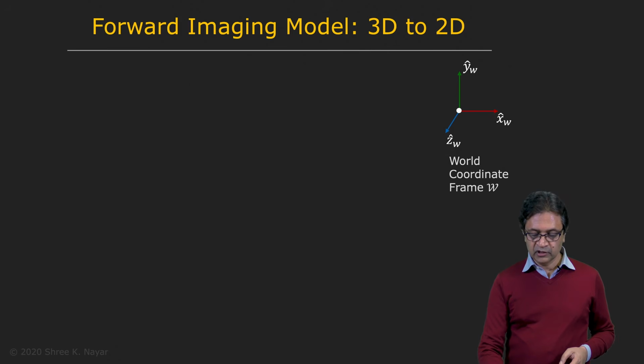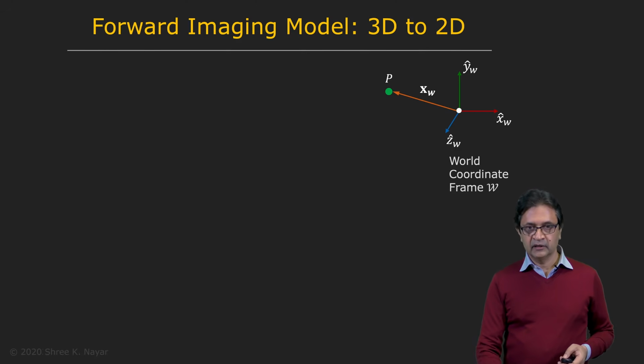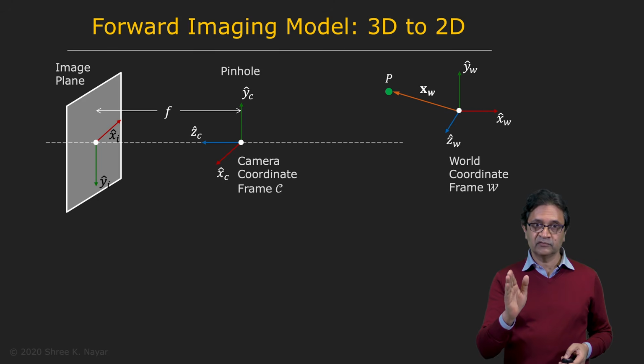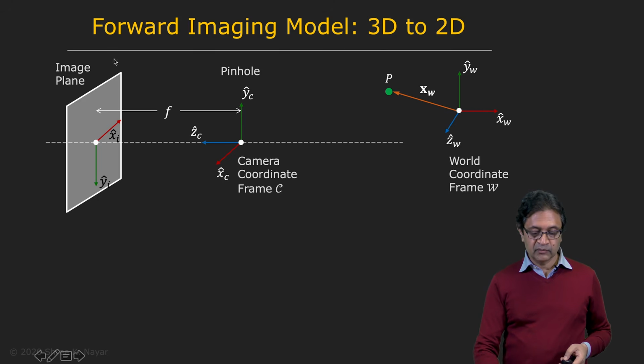We have a world coordinate frame W, shown right here. And let's say we focus our attention on a single point in this world coordinate frame. That point is P. In this world coordinate frame lies your camera, and the camera is defined by its own coordinate frame C, where the z-axis of the camera coordinate frame is aligned with the optical axis of the camera. And let's assume that the effective focal length, which is the distance between the effective center of projection and the image plane of the camera, is F, right here.